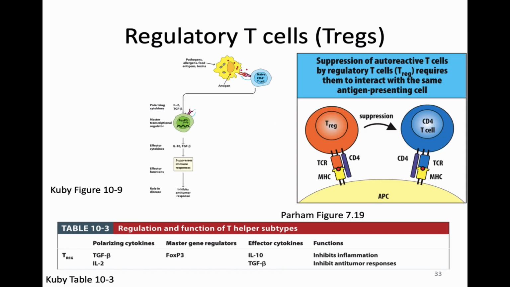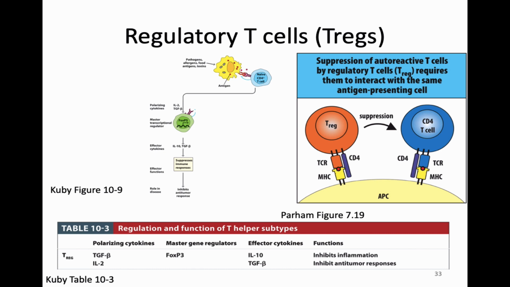The final subset of helper T cells that I want to talk about are called regulatory T cells. These were actually the third subset described. For a little while, they were called Th3s, but because of some other details, they ended up getting their own name, which is called Tregs. So what you can see here are Tregs that are being polarized from naive CD4 T cells. Those Tregs are going to receive just TGF-beta.